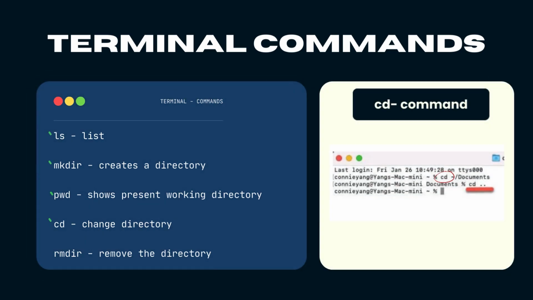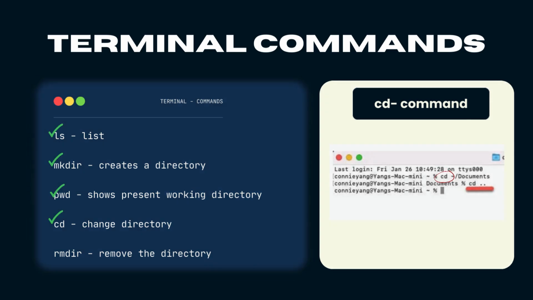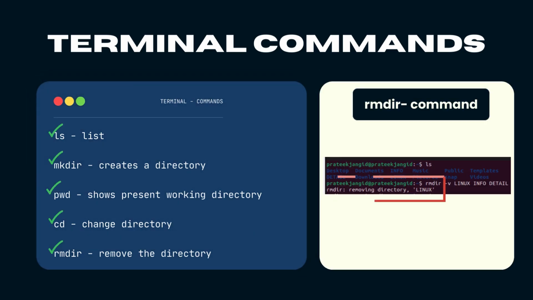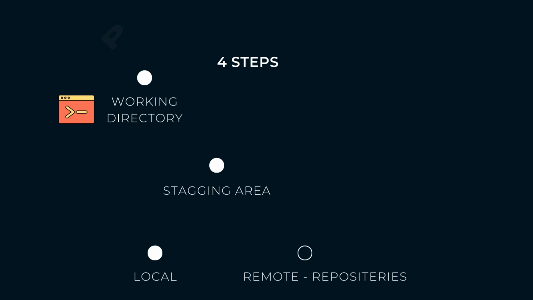cd, change directory. If you want to jump from one directory to another directory, you may use this command. rmdir is used to remove a directory. After using this command, all the subfiles or subfolders present in the directory are removed and they can't be recovered back.